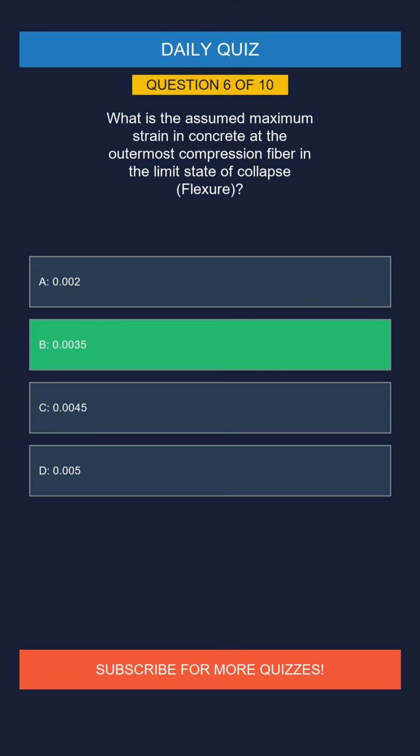Time is up. The correct answer is option B, 0.0035.